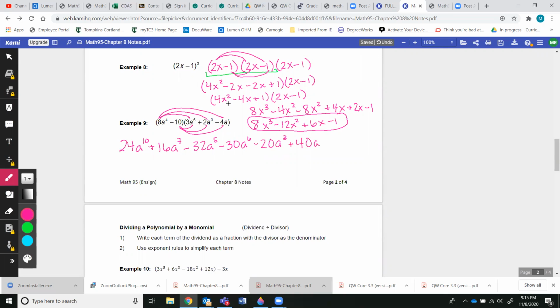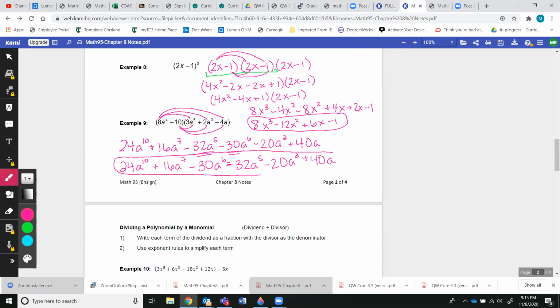plus 40a. Now I look at this and I actually do not have any like terms, just the way the exponents ended up. The only thing I can do is these two are actually out of order for standard form, going from highest to lowest exponent. So I can change this to 24a to the 10th plus 16a to the 7th minus 30a to the 6th minus 32a to the 5th minus 20a to the third plus 40a.